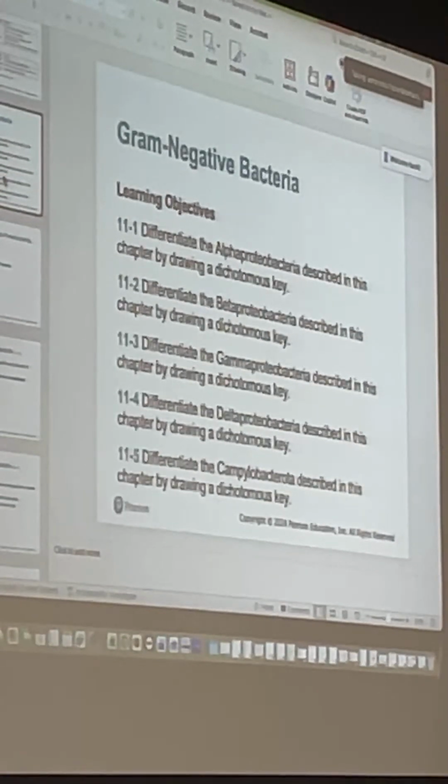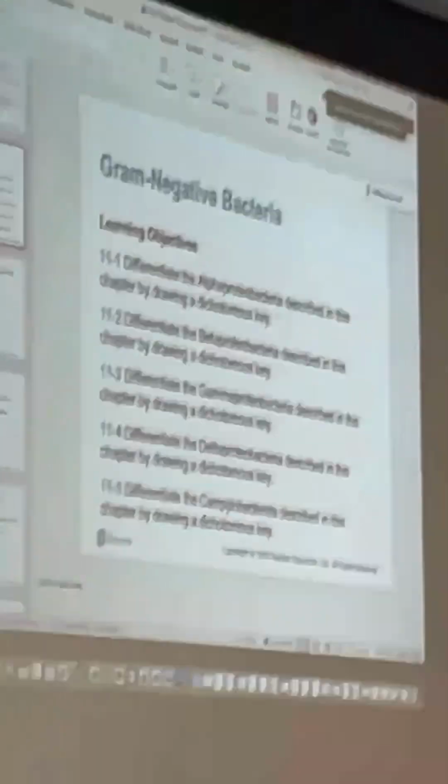particular order for the proteobacteria. So we have alpha proteobacteria, beta, gamma, delta. That used to be called epsilon, but now that's Campylobacter. All right, so we're going to go with Campylobacter.